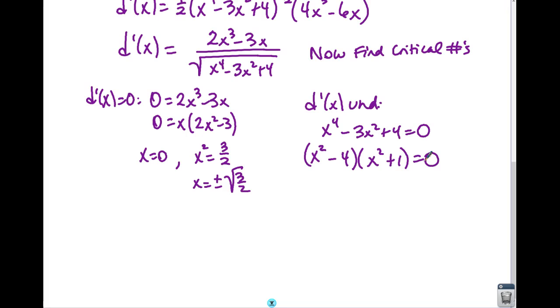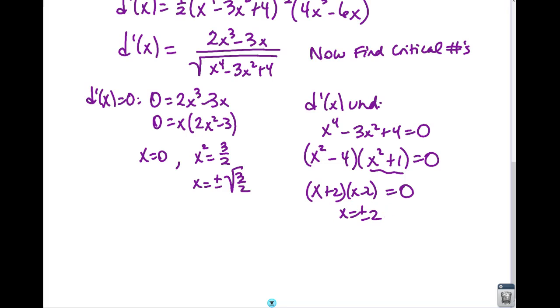Let's see here. So x plus 2, x minus 2, and then that has no real solution. So then x is equal to plus or minus 2. However, if we did that, let me see something for a second.